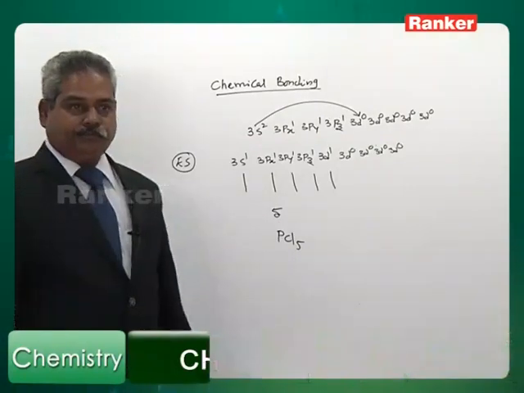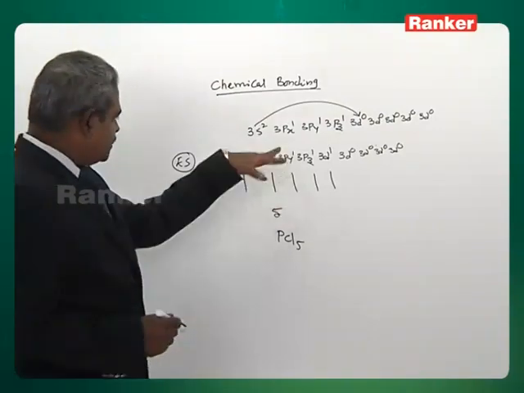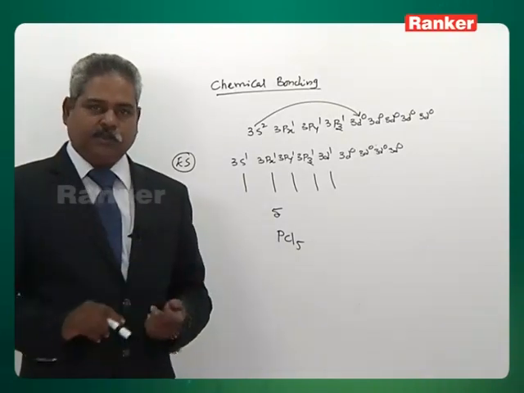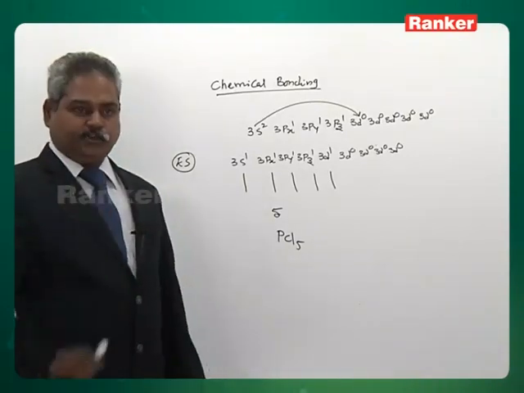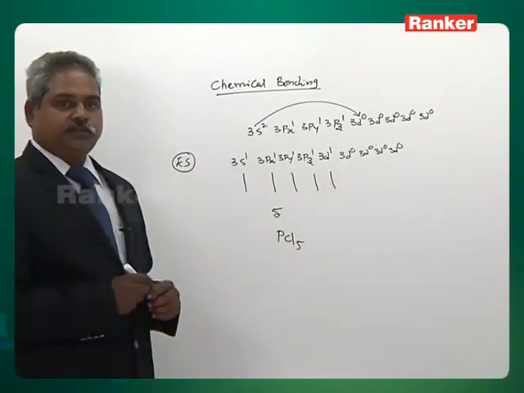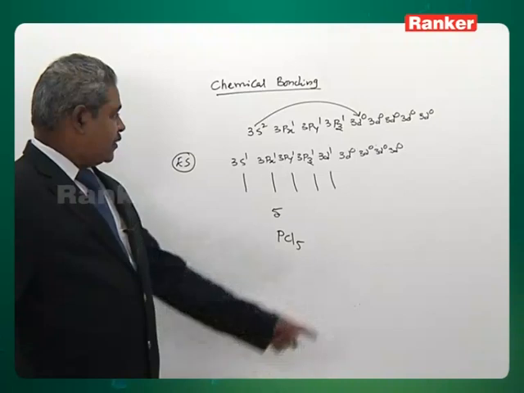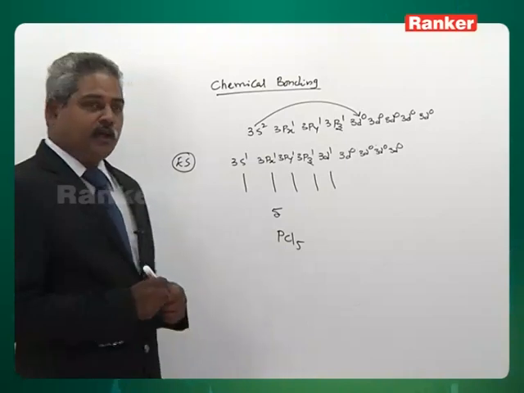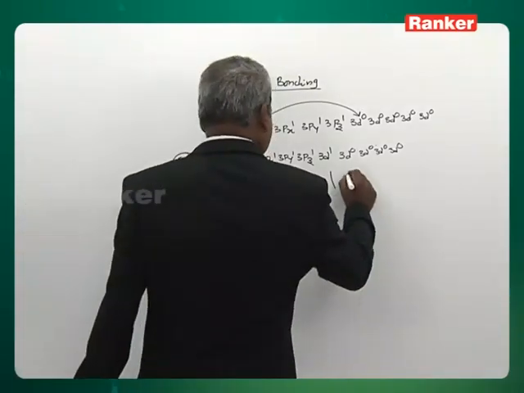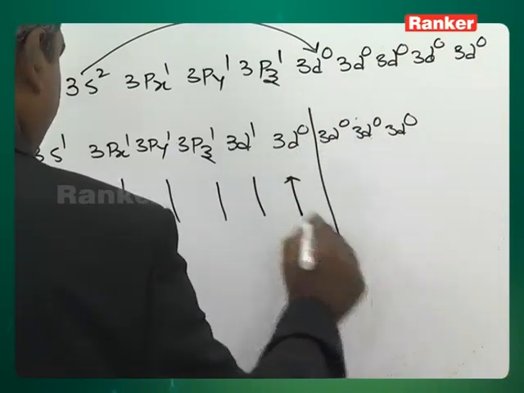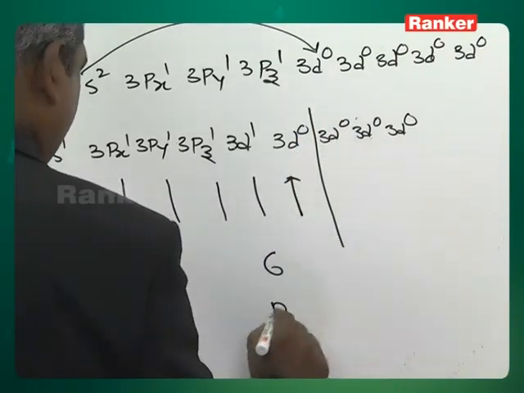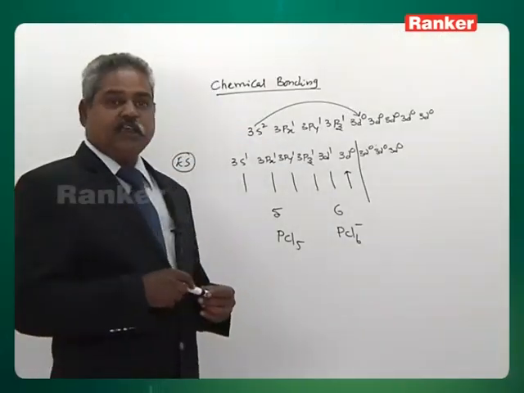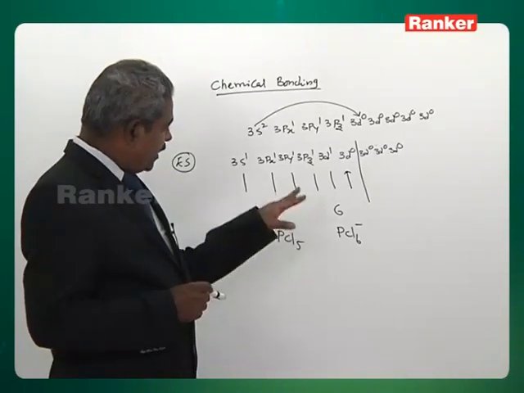5 chlorines, 5 bonds. Now, what else can phosphorus do? We have already seen that phosphorus can form 3 bonds, 4 bonds, 5 bonds. How can it form more bonds? Look here. It has so many vacant orbitals. Phosphorus has a lot of empty space. Now, if somebody offers a pair of electrons, phosphorus takes it and forms 6 bonds, as in the case of PCl6 minus.